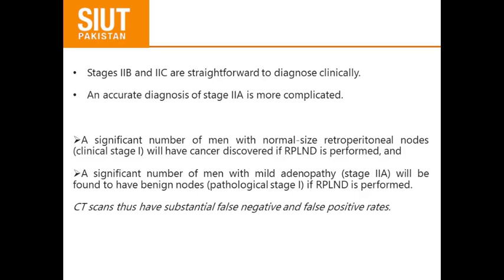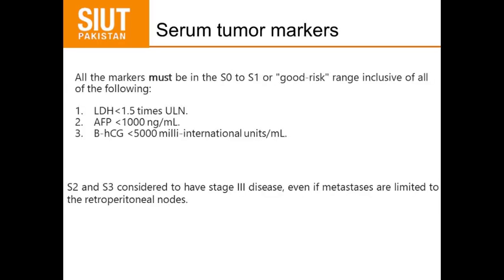But this is not something which is usually done, because in clinical stage 1, we do not go for RPLND in most cases. So CT scans have substantial false negative and false positive rates. The serum tumor markers must be within S0 to S1 level, that is LDH should be less than 1.5 times the upper normal limit. In some cases, the cutoff is also taken as 3 times the upper normal limit, because LDH is not very specific to testicular tumor. It is also seen increased in any ischemic heart disease, liver disease, muscular disease, etc.